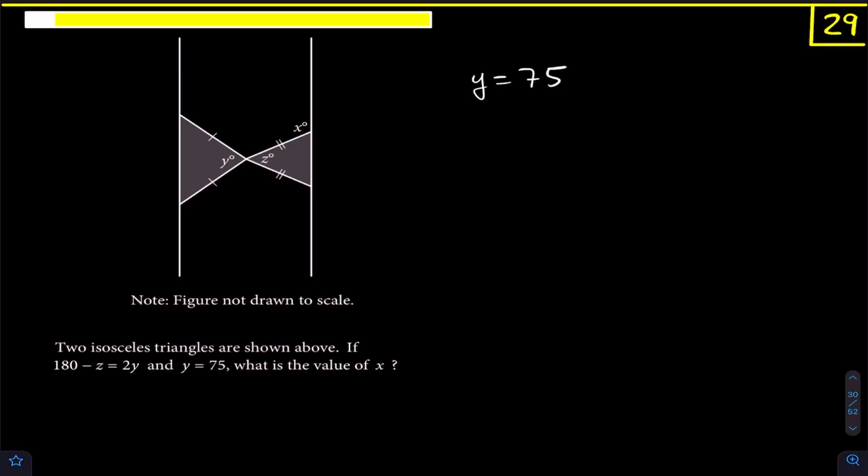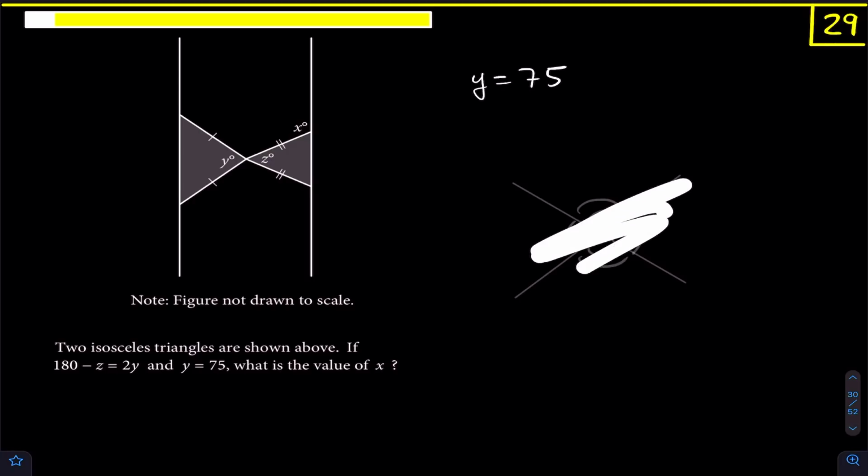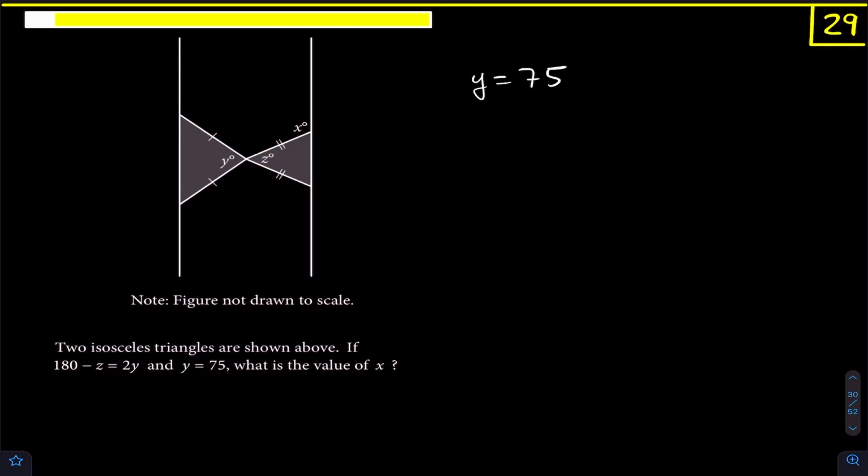Z is not also 75 because these are not vertical angles. They would be vertical angles if we had two lines that were intersecting. Then this angle would be equal to this angle, and this angle would be equal to this angle. But that's not what we have here, because this isn't just one line. This is two lines that are intersecting. They're different, right? You can see it's bent here. So that's not just a straight line. So we're going to have to use that equation to find z.